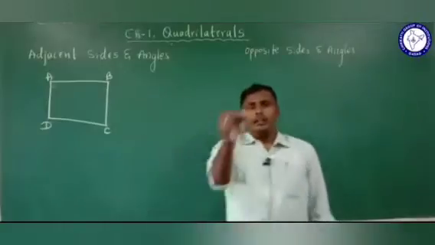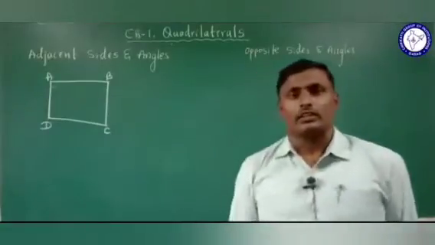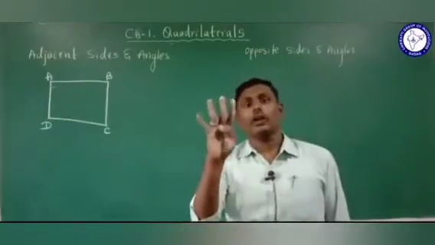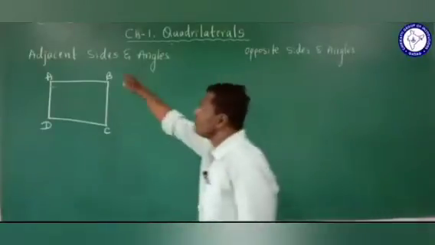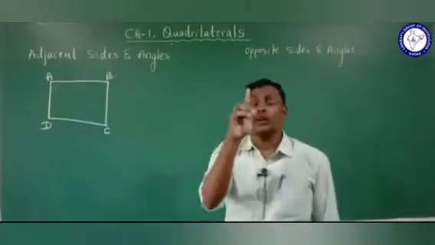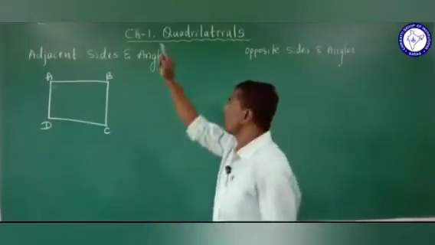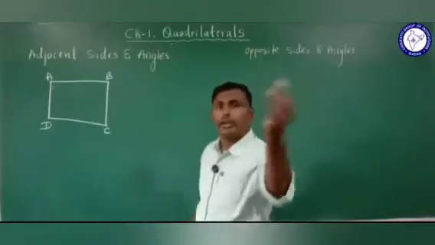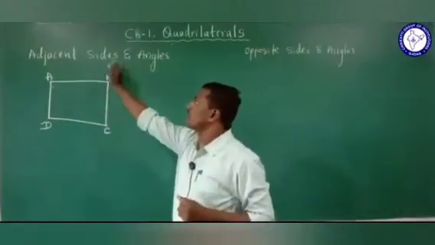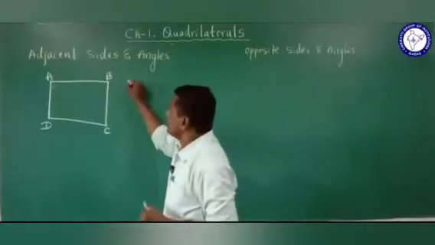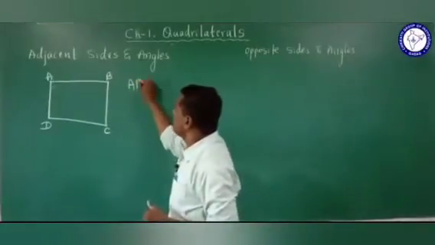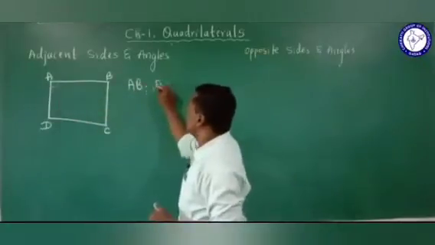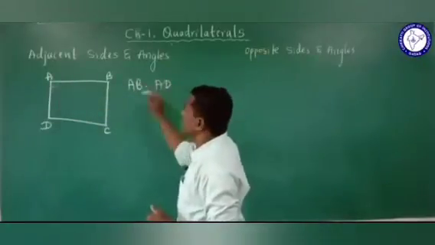And in every quadrilateral, we can write 4 pairs of adjacent sides and 4 pairs of adjacent angles. Let's come to write the first pair of the adjacent sides. First one, AB and AD.